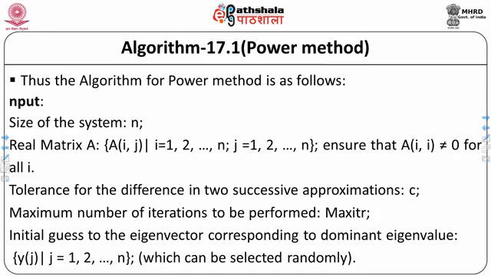Thus, the algorithm for the power method is as follows. We have got inputs here. So, the size of the system is one of the inputs, n, then the real matrix A, that is a i j, i equal to 1, 2, 3 up to n, j equal to 1, 2, 3 up to n, and ensure that a i i are different from 0 for all i. So, we do not want diagonal elements to be 0 for any i.